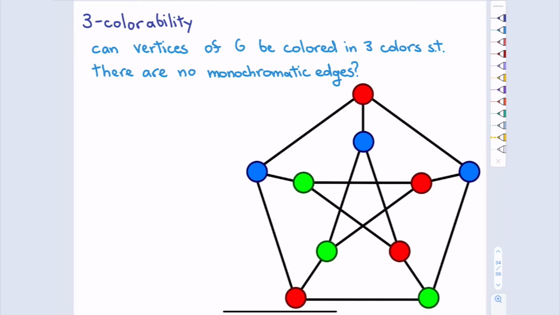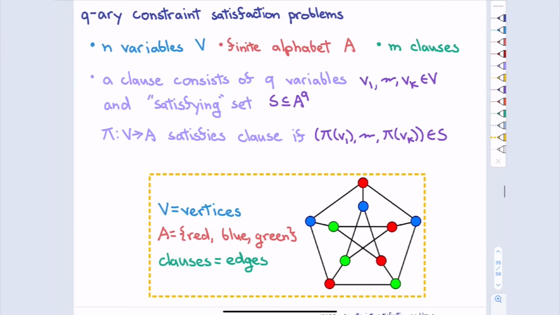But in general, there could be more interesting logic besides just having to be different colors. There could be any amount of logic built into one of these constraints. It'll still be constant because there's only a constant number of possibilities. So more generally, this is a q-ary constraint satisfaction problem. You have some variables and you have an alphabet, and in general you're going to assign every variable some letter from your alphabet. So it could be red, blue, green. It could be 1, 2, 3, 4, 5, whatever. It could be true or false if it's just a two-letter alphabet.